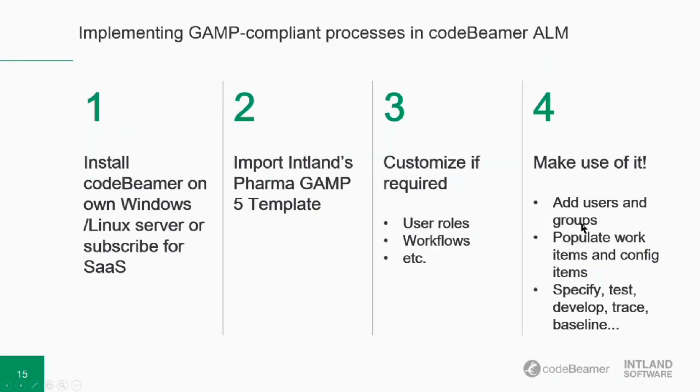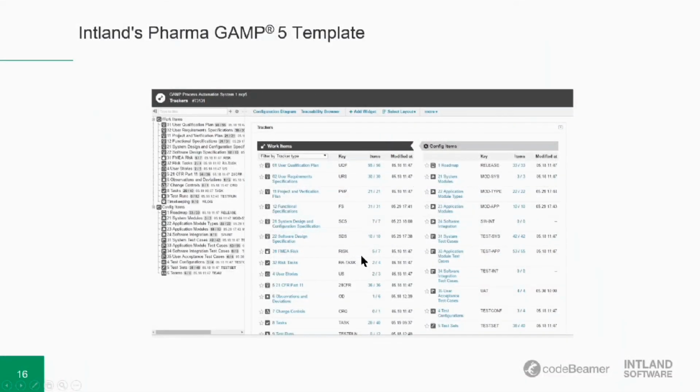You can add your users and populate the work items. You can carry out all the activities which belong to your specification, program development, and testing activities. Of course, if you need, you can customize the template by yourself based on your own rules, and you can add your user roles and customize workflows, whatever you want. The result what you get is the Codebeamer template.